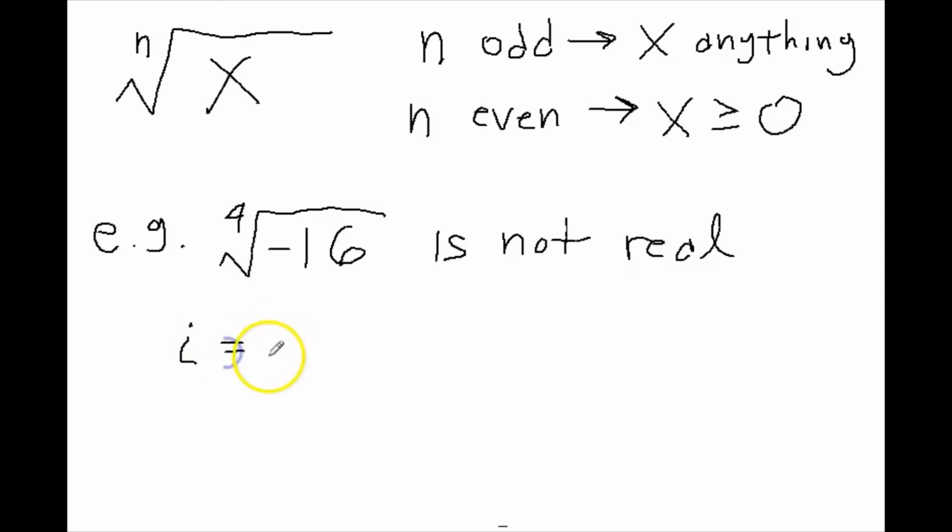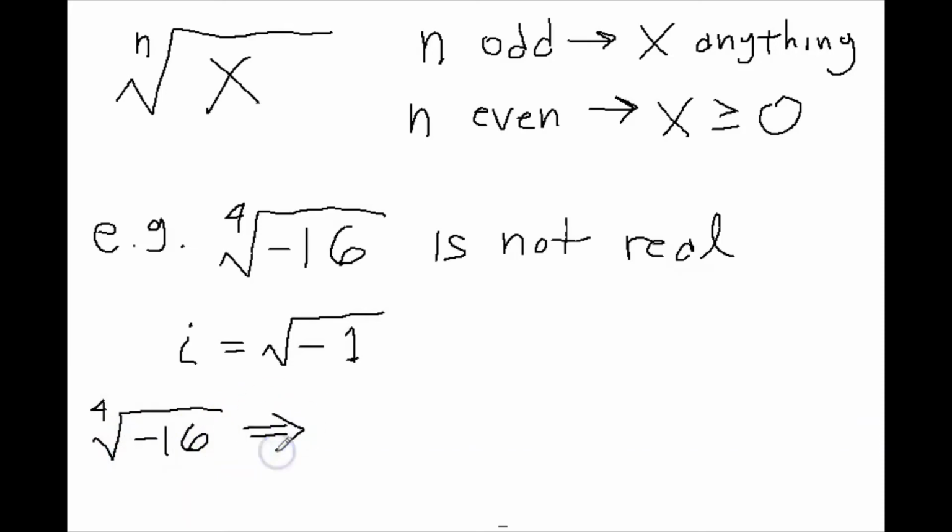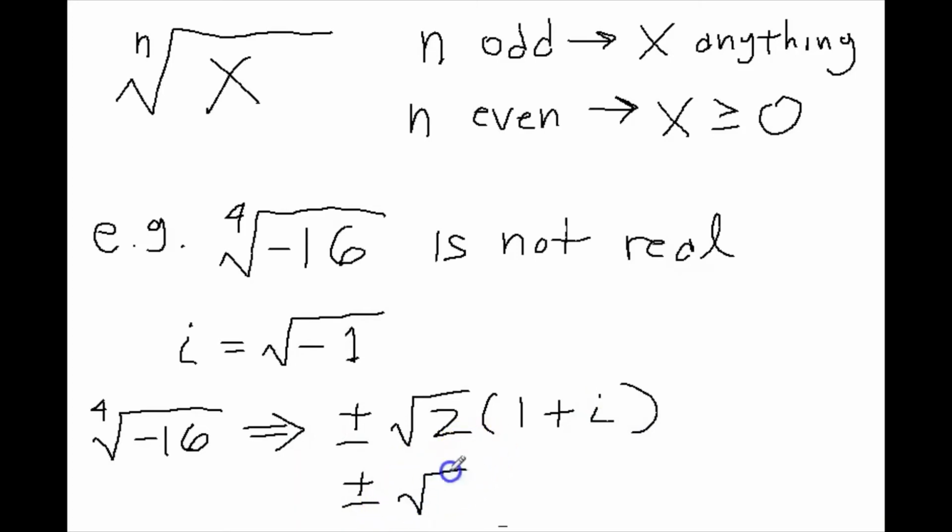What is i? i refers to the square root of negative 1. i is what we call the imaginary unit. So for the fourth root of negative 16, there are actually 4 answers. Positive or negative square root of 2 times 1 plus i, and positive or negative square root of 2 times 1 minus i. Obtaining those answers is a bit beyond the scope of this course, so just take that on faith.